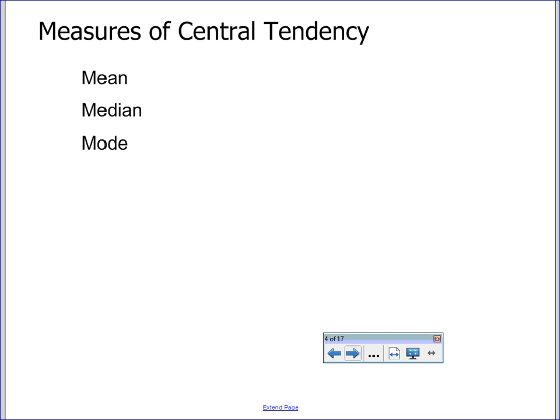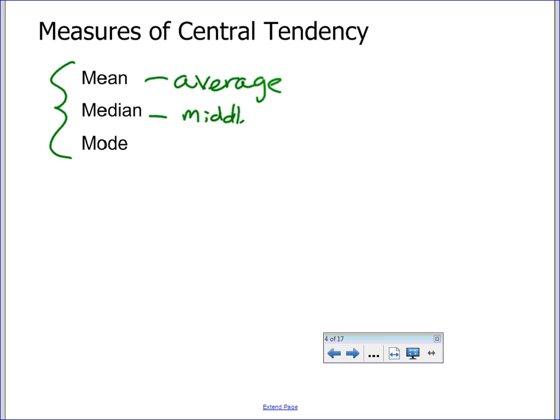So the 3 main measures of central tendency are mean, median, and mode. And mean is just the average. Median is the middle number. We'll go over this as the slides go, as we go further through the video. And mode is just the most common.